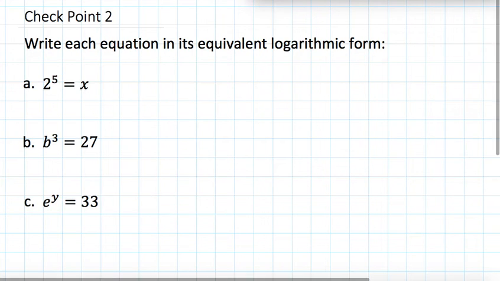So next you should look at checkpoint problem number 2. Do this in your notes, check your answer, and then move on with the rest of the video.